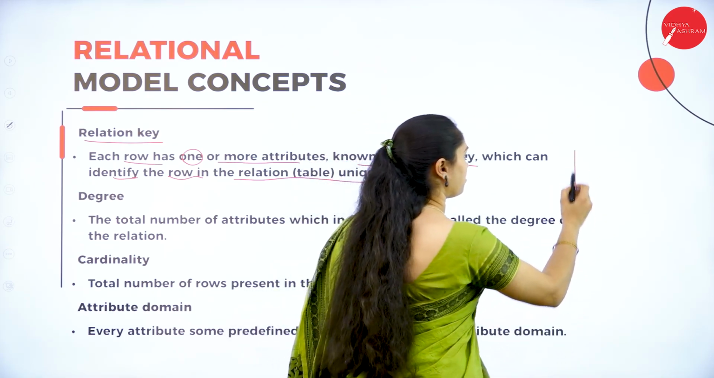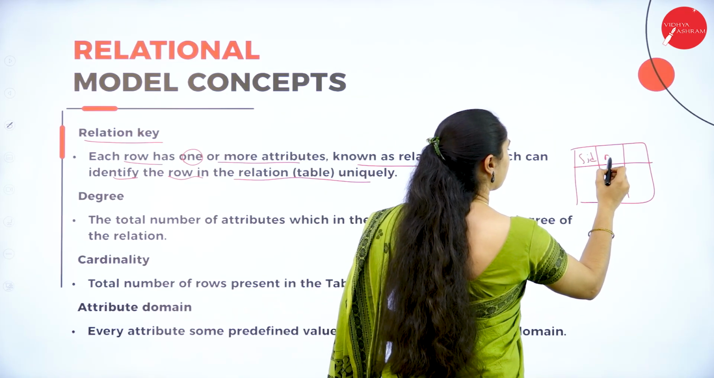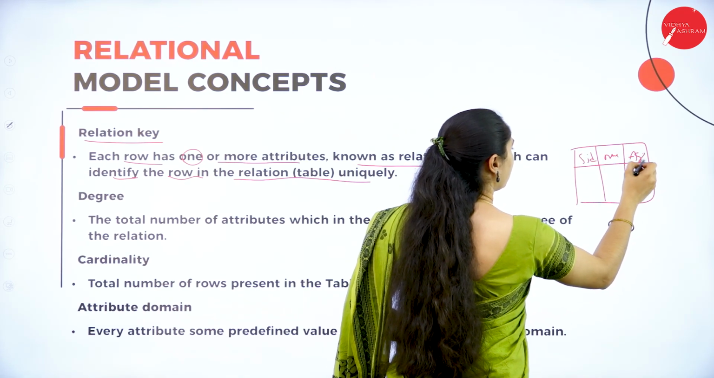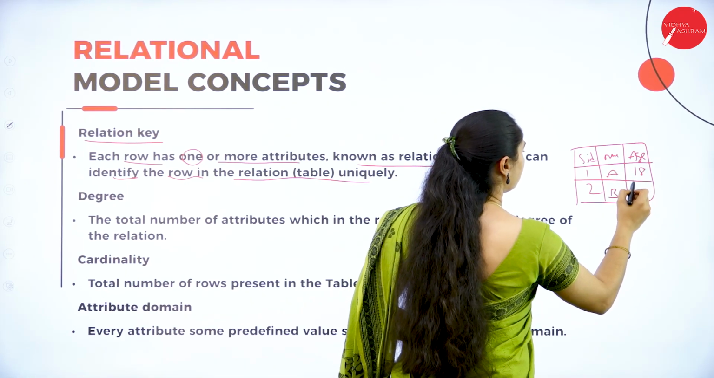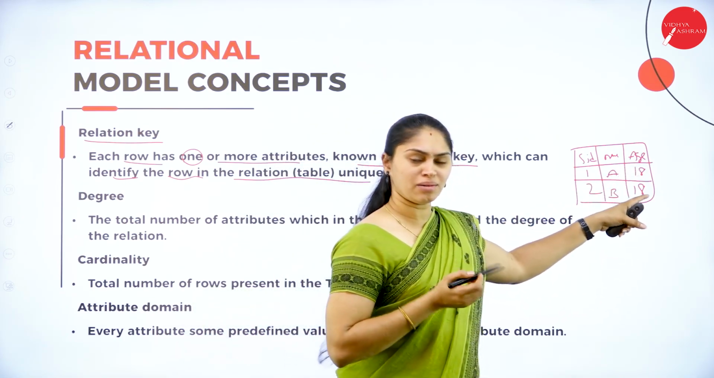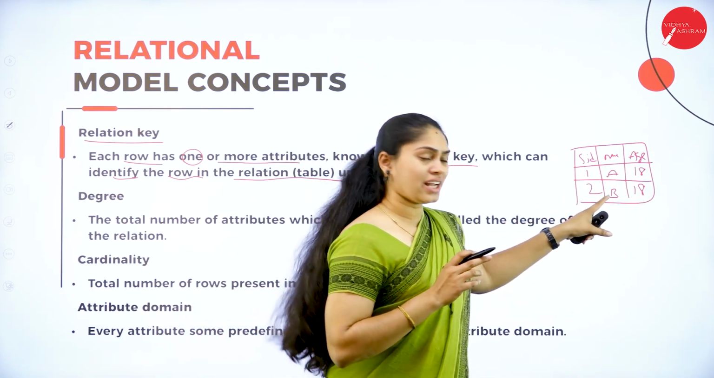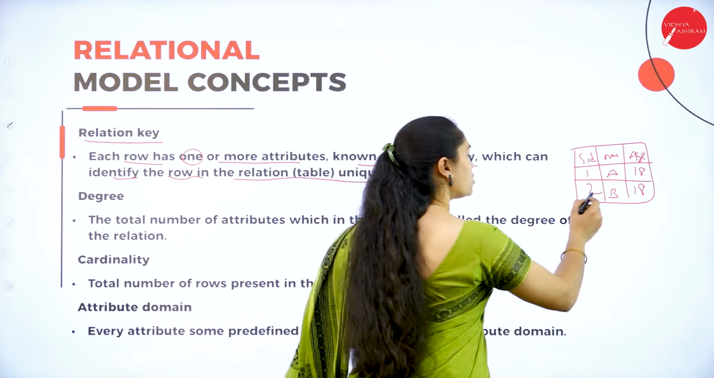Let me consider the same example again. Let me consider student ID and name, as well as an age here: 1, 2 and A, B, and let me consider 18, 18. If you see here, the age of two tuples is the same, but how can I find the age of the name called B? By their student ID.